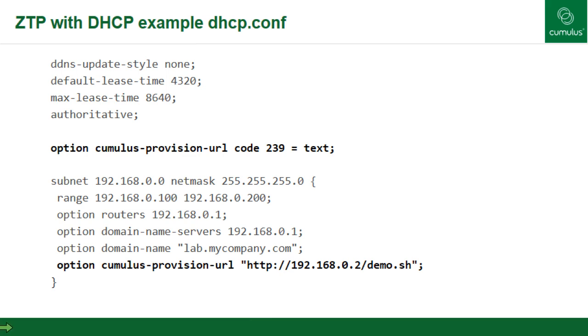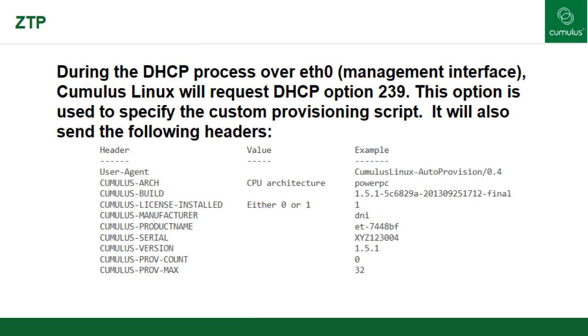And then when it is attempting to get to that file, the Cumulus Linux switch will send these headers. So if you so desire, you can have an interactive process for your web server, which will actually look and could give a different zero-touch provisioning script depending on which architecture you would like.